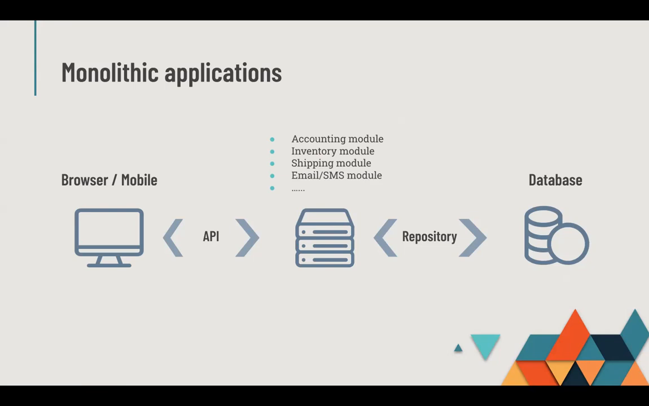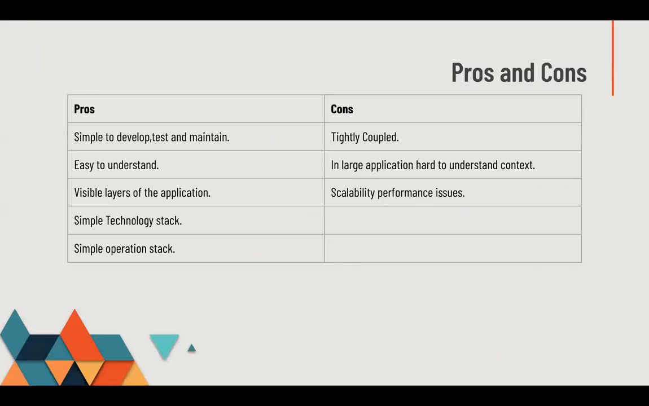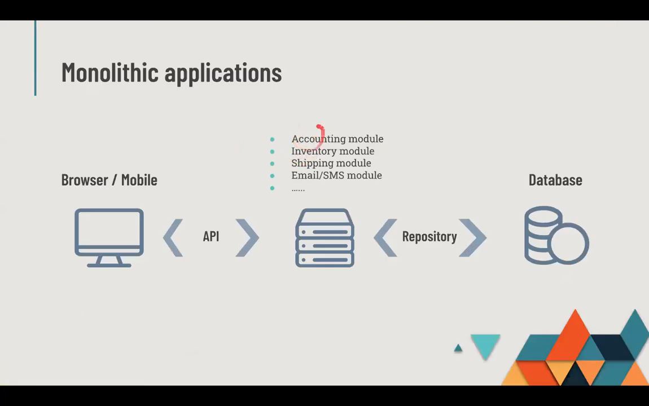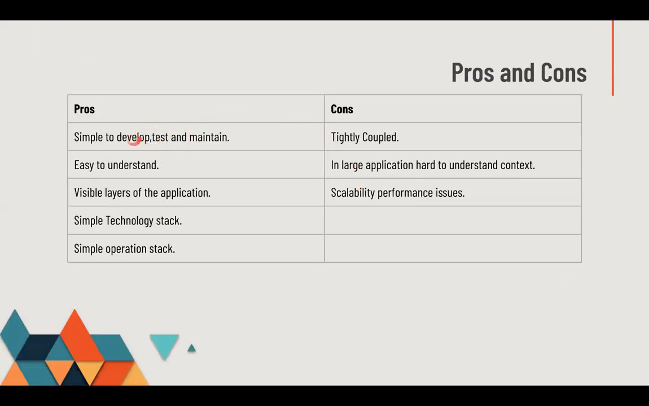So let's see what sort of advantages and disadvantages we have within this application architecture. The pros: it is simple to develop, test and maintain. If you know, when the modules are developed, accounting module, inventory module, and shipping module, all these things are within one single code base, within one single place. So whenever we want to develop something, it's going to be really simple to access over there, and it will be easy to test.